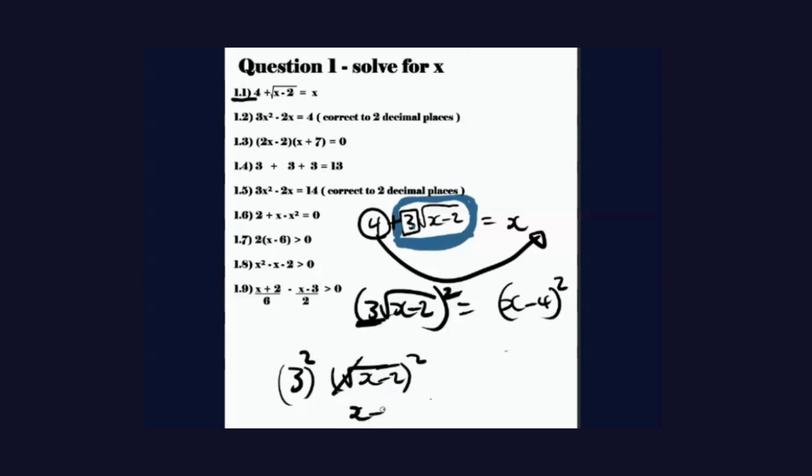We'll be left with 3 minus 2, and here we'll be left with 9. Even though we may be given a negative answer, when we square it, it will give us a positive answer like this. Remember that. So let's proceed to the next question.